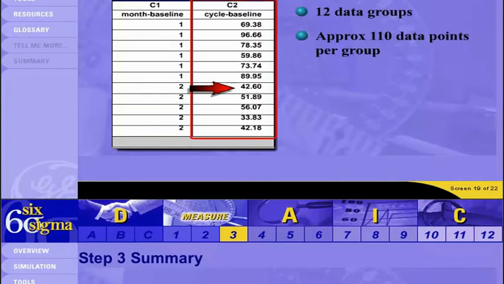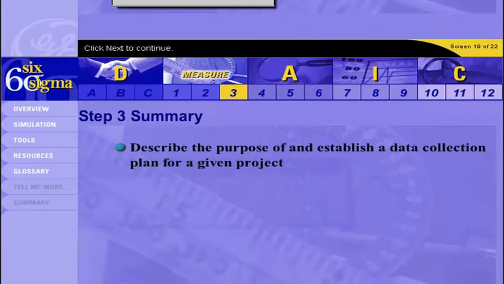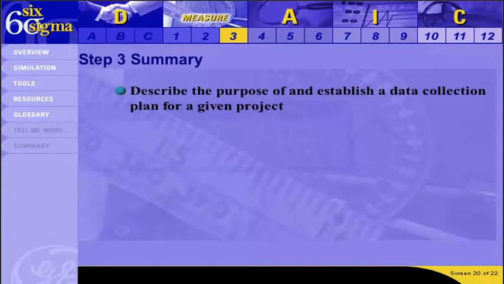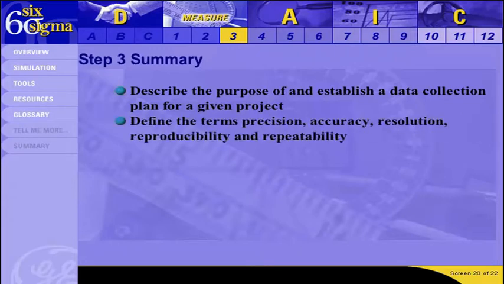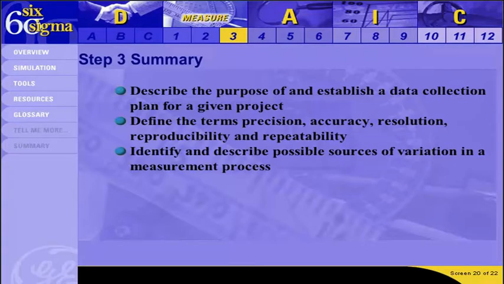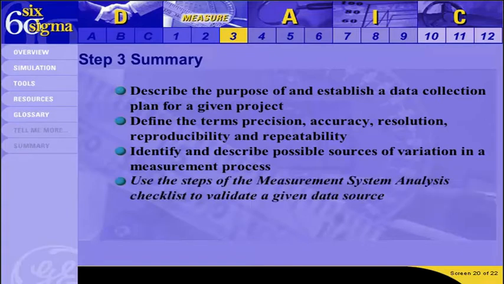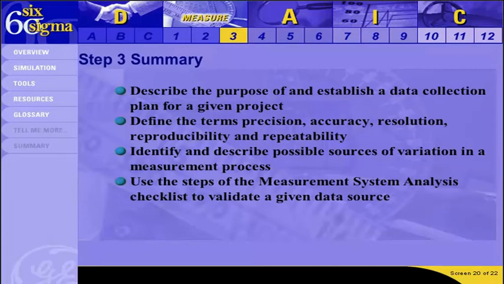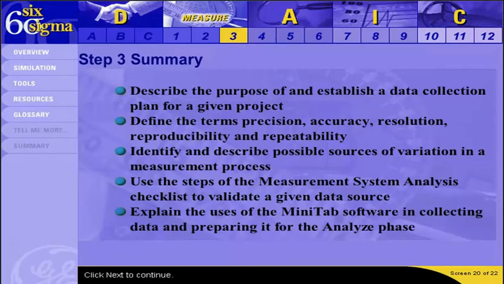Click Next to summarize the results, the purpose of a data collection plan, and determine the data to be used for the GE commercial loan sales case. You've learned several terms related to measurement system analysis and can recognize possible sources of variation in a measurement system. You've learned how the measurement system analysis checklist can guide your validation of a data source. And finally, you've become familiar with the role of Minitab in a Greenbelt project and have prepared the loan application data for analysis in Step 4. Click Next to review our Step 3 results for commercial loan sales.